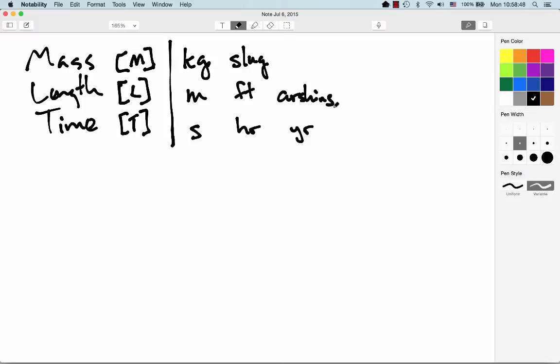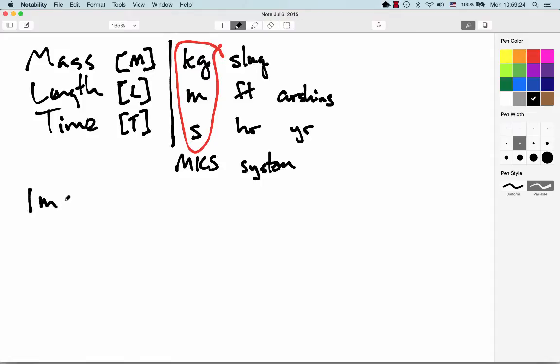Just for a quick reminder, the meter, the kilogram, and the second constitute what's called the MKS system, for meter, kilogram, second. And they are part of SI, which stands for Système International, which is French for the International System. Not that you really need to have this committed to memory or anything, but it's just fun.